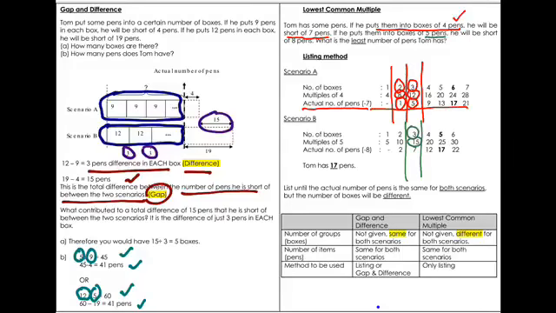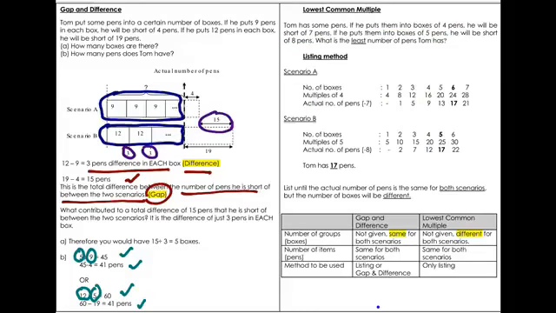But again, he doesn't have so many pens. He will be short of 8 pens. So 15 minus 8, the actual number of pens he has is only 7. So for scenario B, it is also the same. You continue to list. So when must you list until?